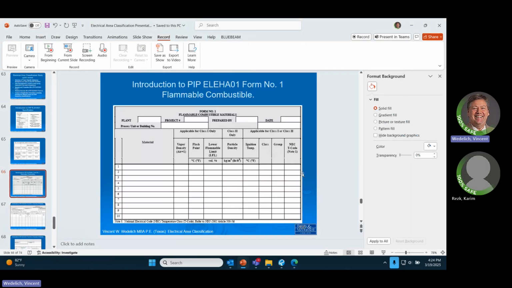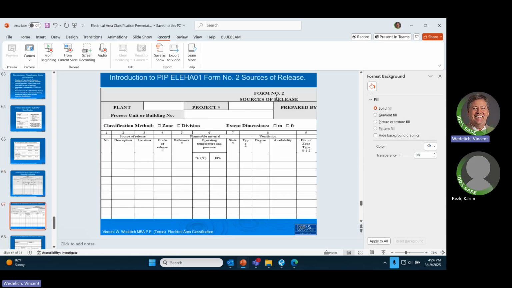So we fill this sheet out, right? And this material happens to be item number 1. So when I go to this sheet, form 2, I say, okay, I'm looking at item 1. I'm looking for release points. I'm looking for vents. I'm looking for flanges. I'm looking for threaded connections, things like that.